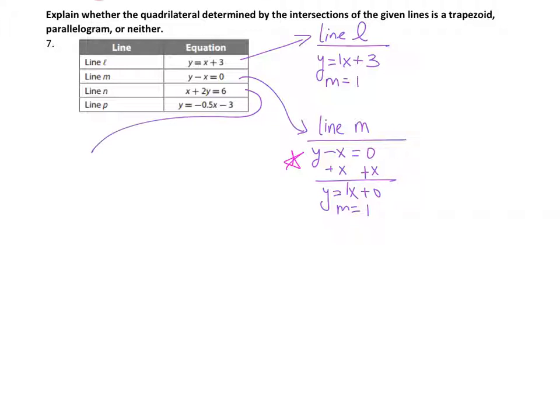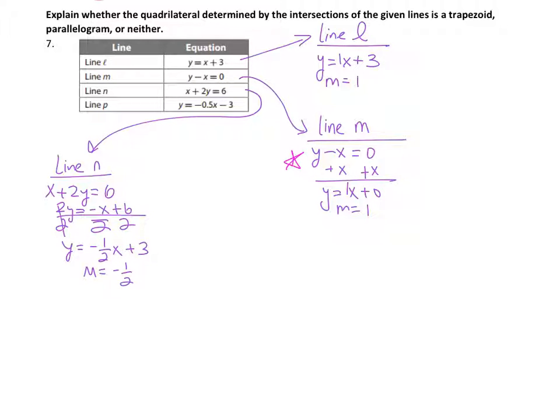For line N, I'm going to do that right here. When we solve for y, we can subtract our x over, so we get -x plus 6. We need to divide everything then by a 2. So we get y equals -1/2 x plus 3. And our m on this one, our slope, is going to be a -1/2. For the very last one, for our line P, this equation could be rewritten as just a -1/2 x instead to make our slope a little bit easier to identify, so it's a -1/2.